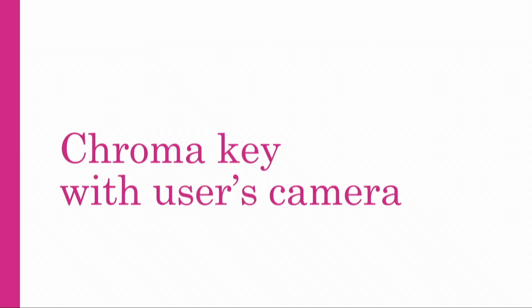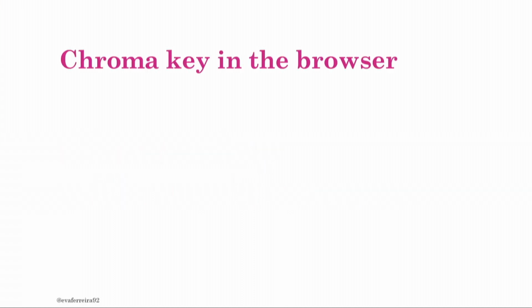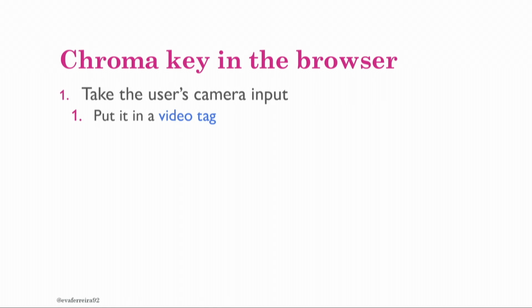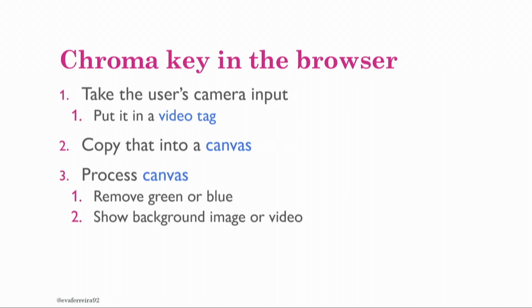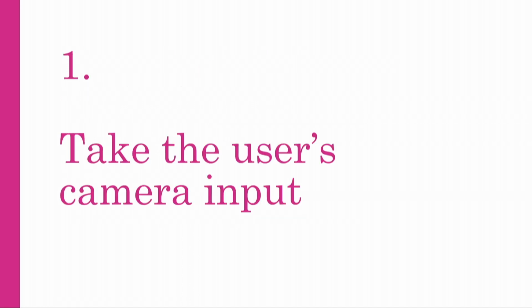So let's see how we can make chroma key with a user's camera, because after all, we got a computer. Let's use it. First of all, we need to take the user's camera input and put it into a video tag so we stream what the computer is seeing. Then we will copy this content into a canvas tag. And then we will process the canvas. We will remove green or blue, and then we will add something else as background. So first step is take the user's camera.